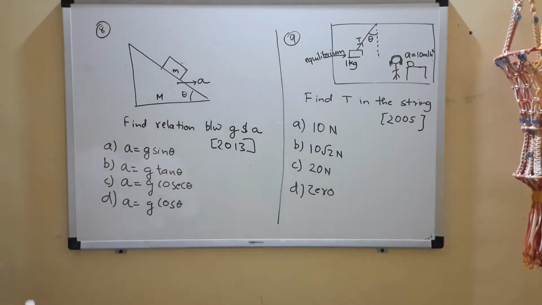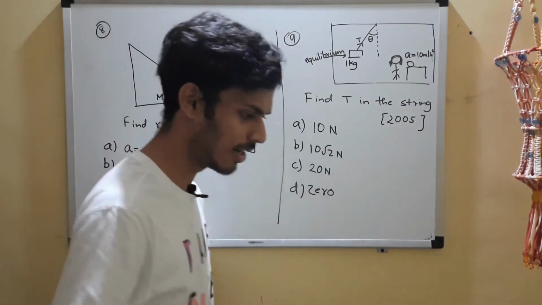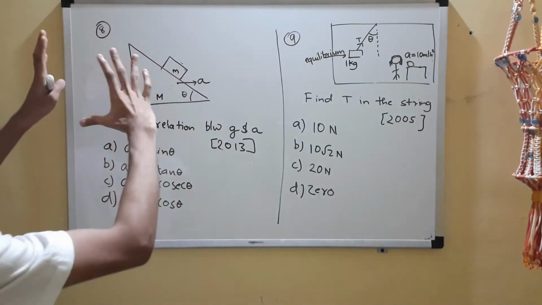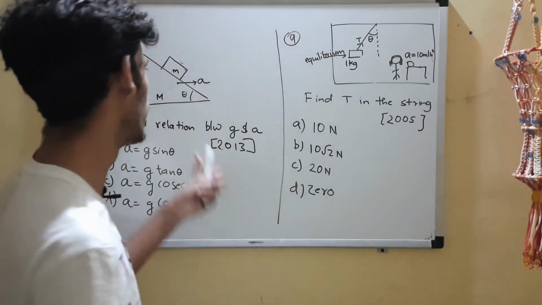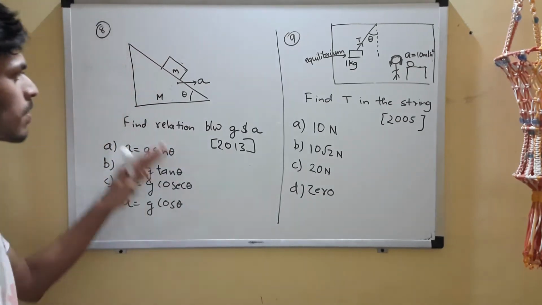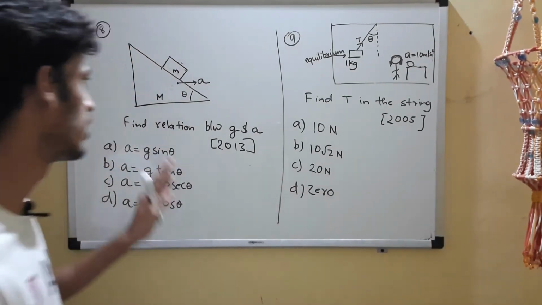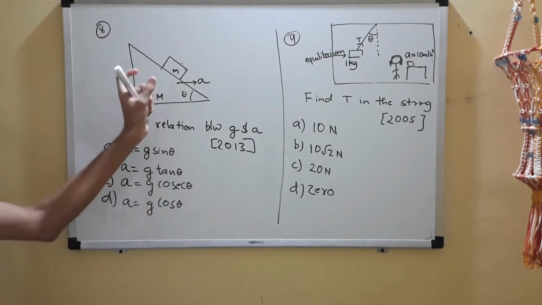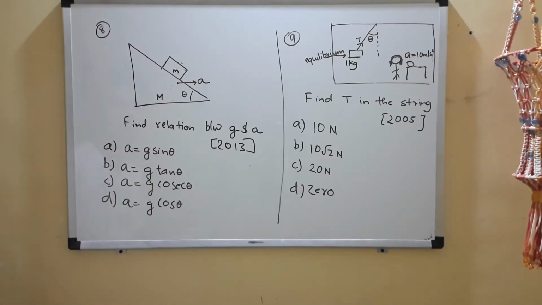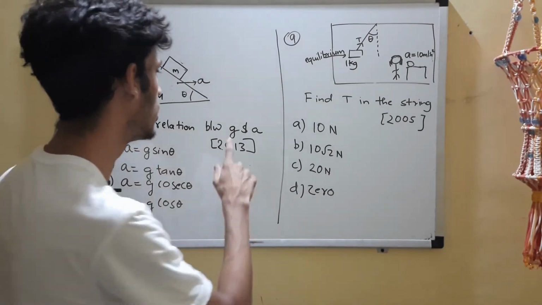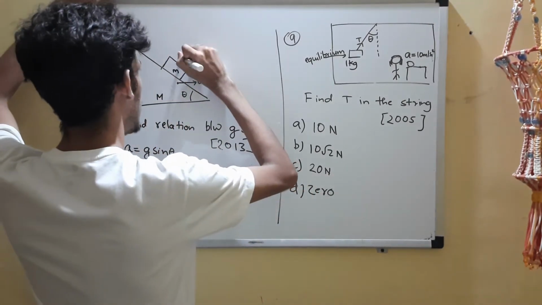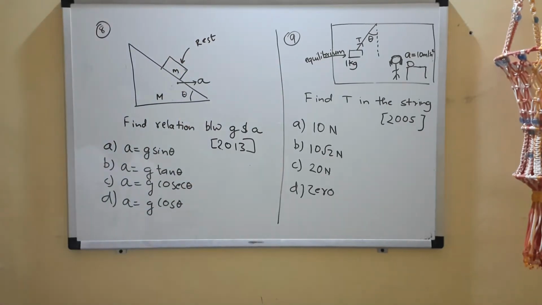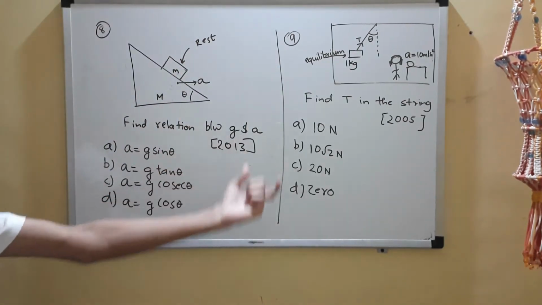Question 8 and question 9 over here, again not that difficult, based on the concept of pseudo force now. In question 8 you have an inclined plane with angle of inclination theta. The inclined plane is accelerated. On that you have a block of mass small m. So you have to find a relation between g and a when this block is at rest, in equilibrium.